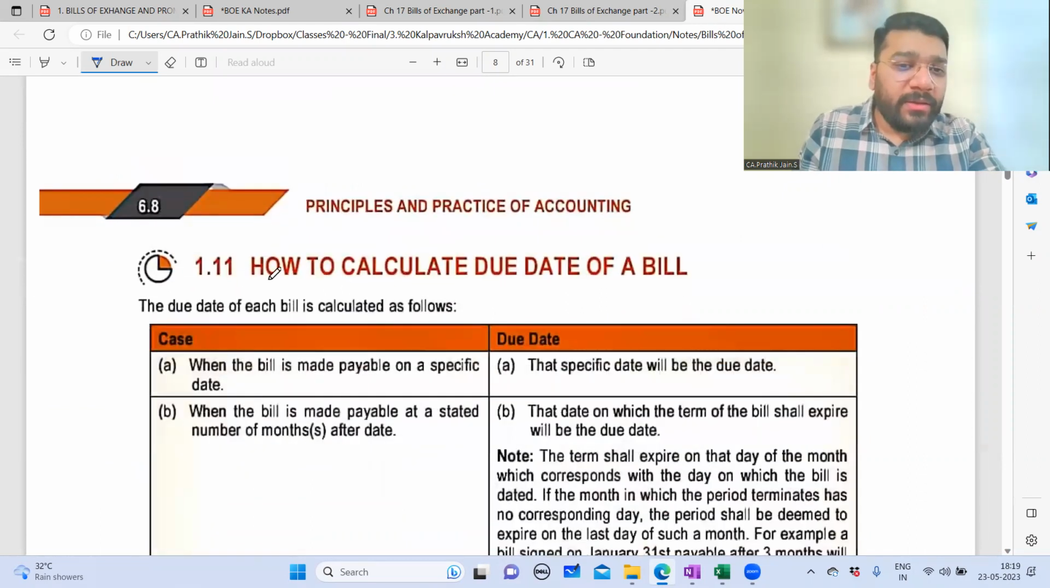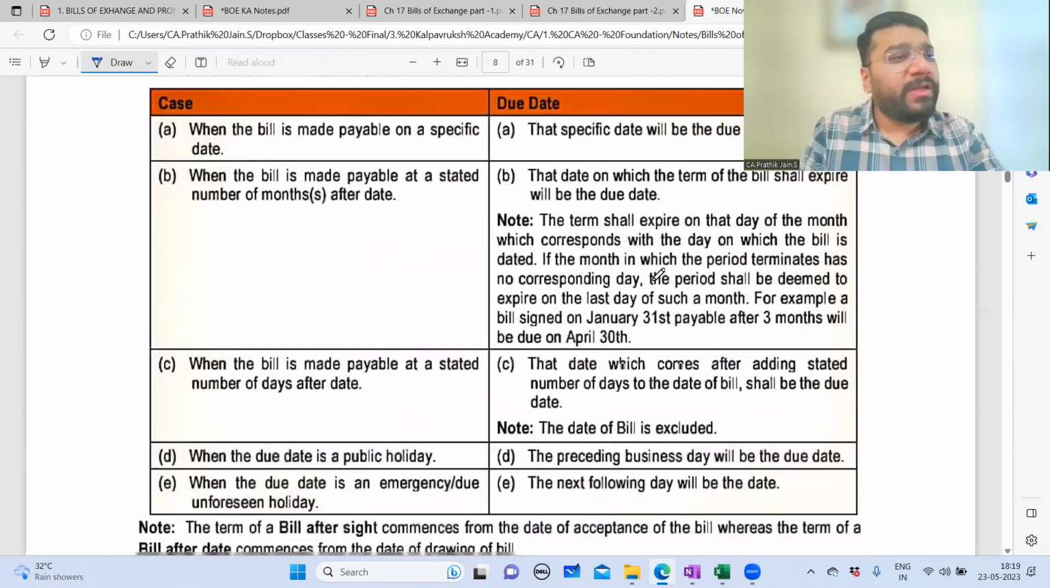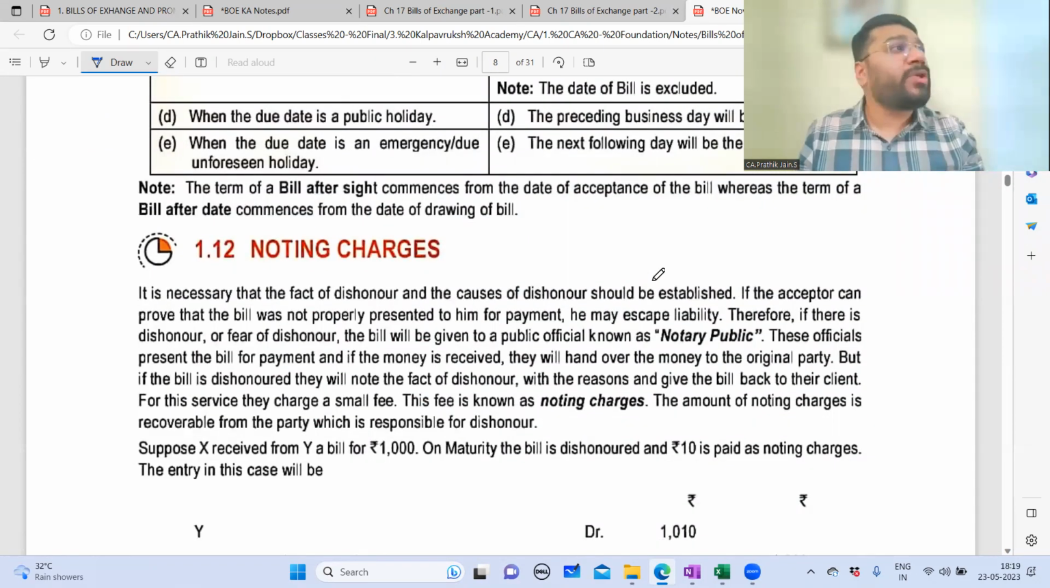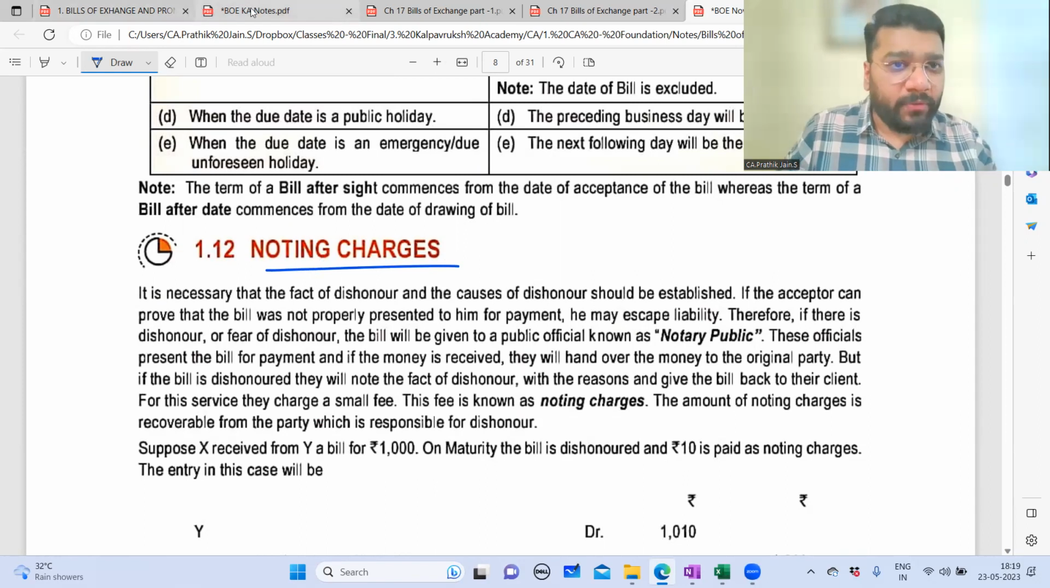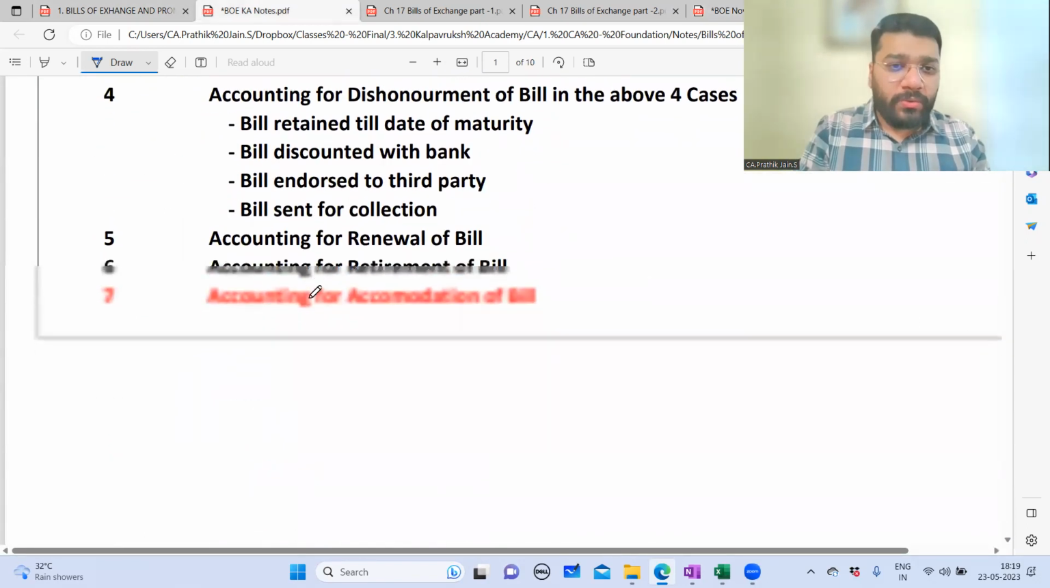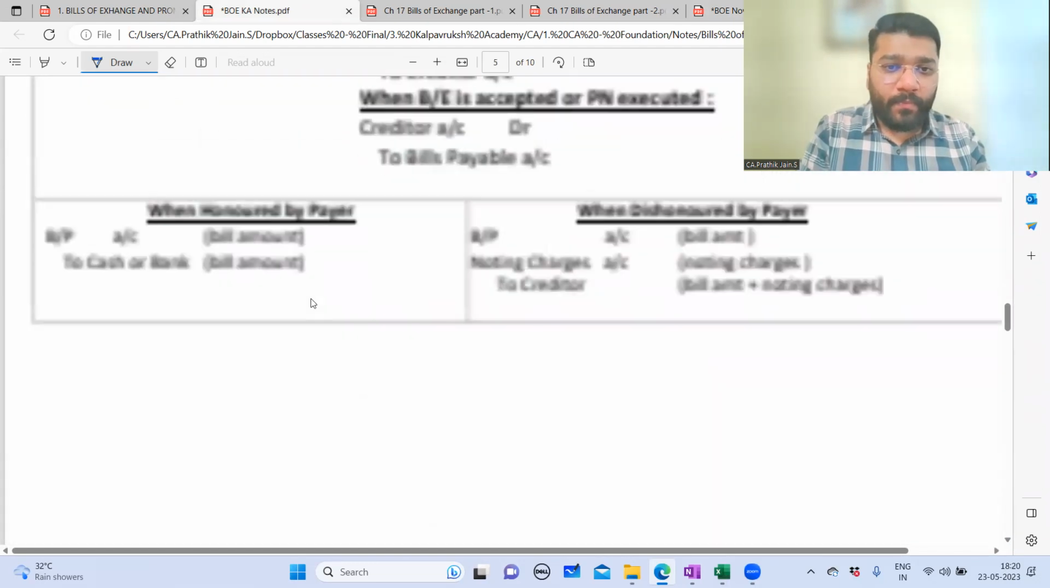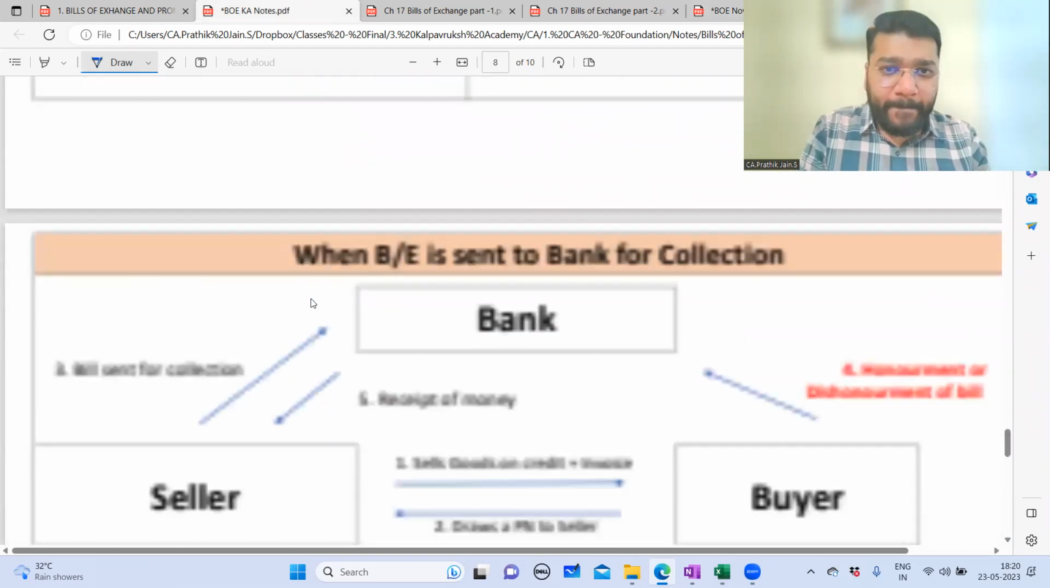How to calculate the due date of a bill? Theoretically it has been given. We have done a practical question based on that, which covers the entire tabular column. So till this we have done, guys. Now the next concept we discussed, which is the dishonourment of bill. From there, the noting charges onwards, all the concepts will be taken care of. So let's go to the next segment.